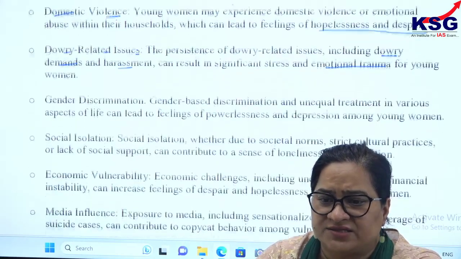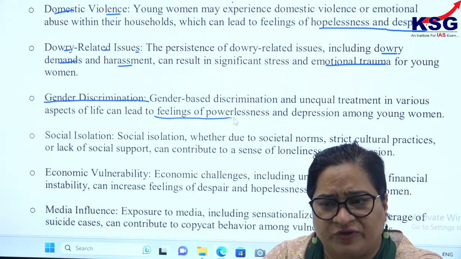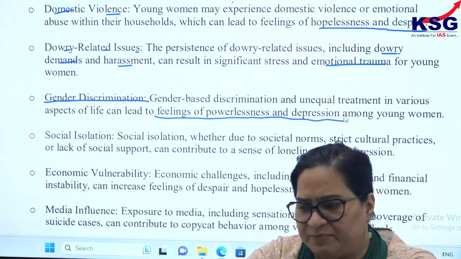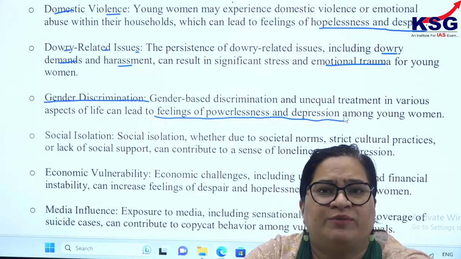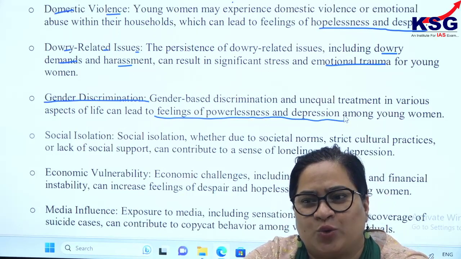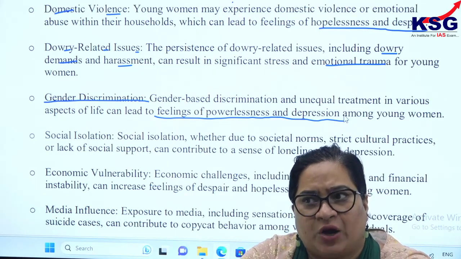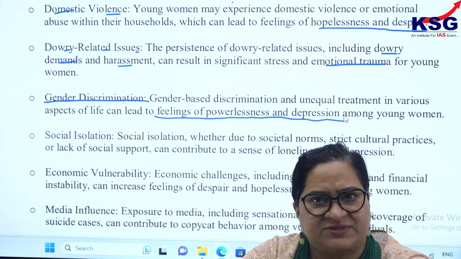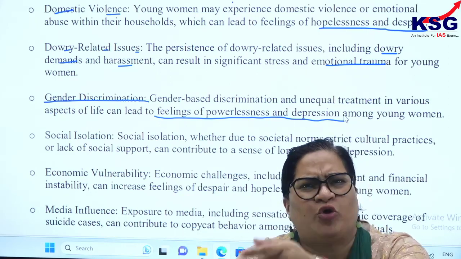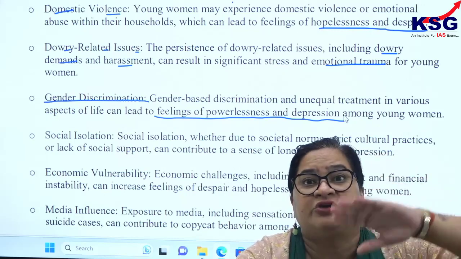We can say gender discrimination of any form, which is too severe in nature, leads to feelings of powerlessness and depression. So that also can be incorporated. I hope sociology students can see how types of suicide can also be brought in over here without necessarily taking Durkheim's name, once in a while borrowing a point or two from there, and at the same time reflecting on the generalized reasons.